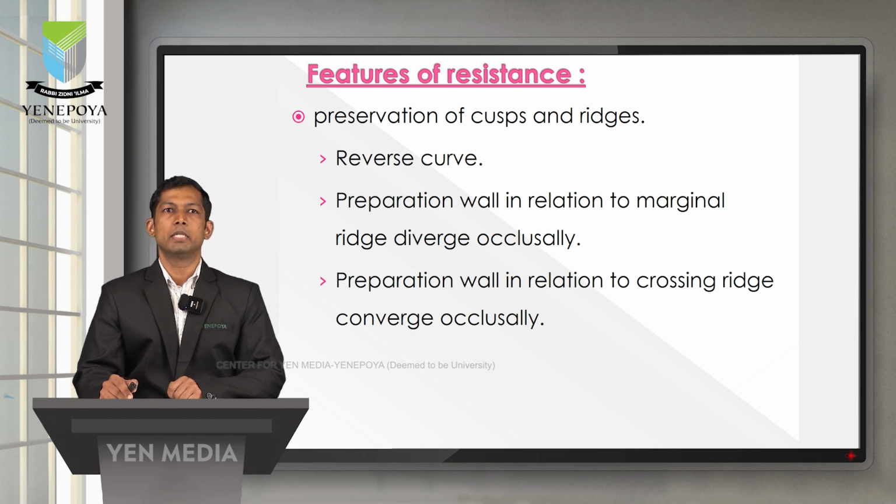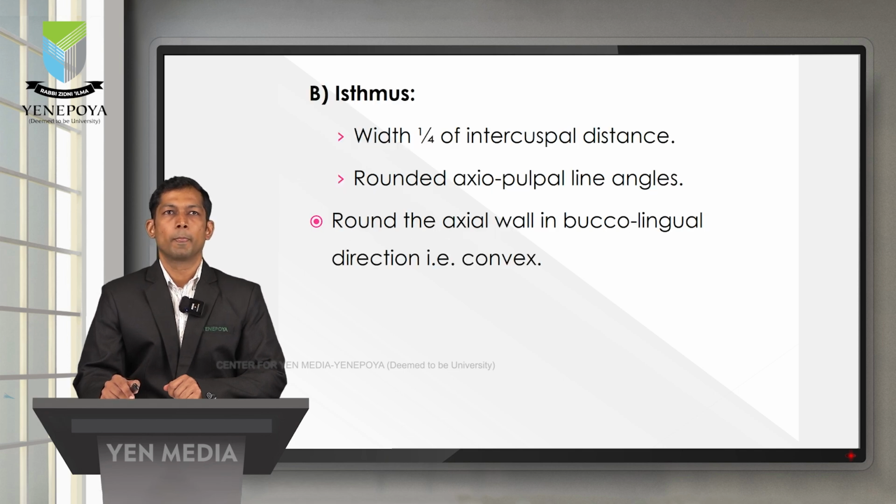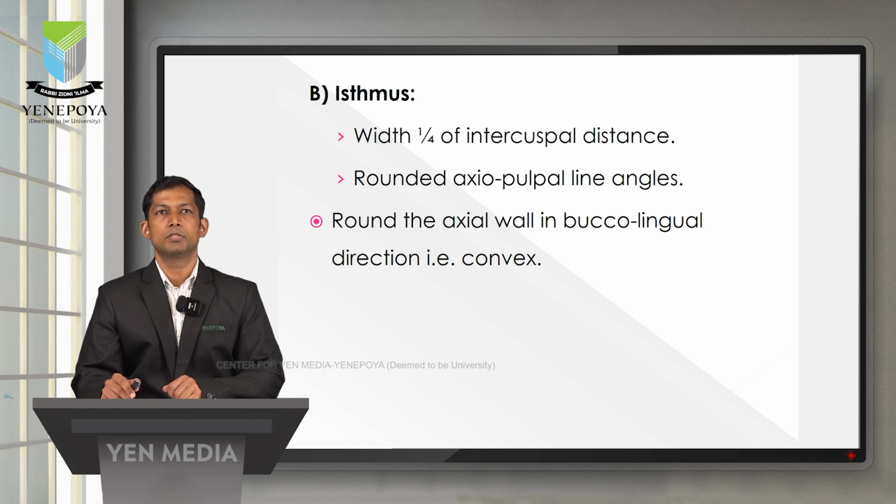Preparation wall in relation to the marginal ridge should diverge occlusally. Preparation wall in relation to the cross ridge should converge occlusally. Rounded internal line angles, and adequate thickness of the restorative material by providing sufficient depth of the cavity. Cusp capping if indicated. The isthmus is the junction between the proximal and occlusal surface. The width has to be 1/4 of the intercuspal distance. Rounded axiopulpal line angles. Round the axial wall in the buccolingual direction, that is, it has to be convex.